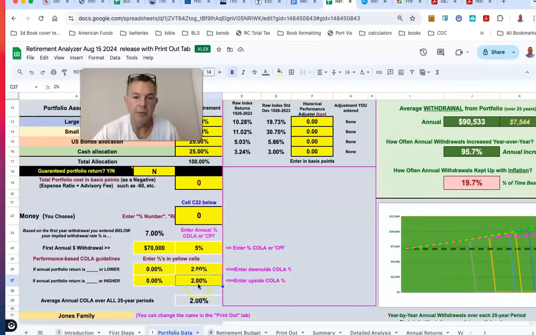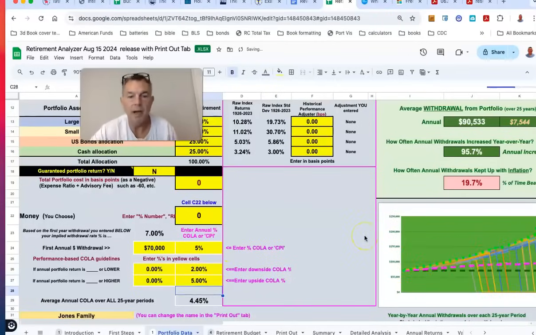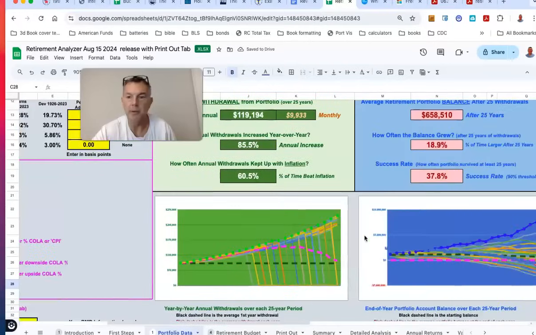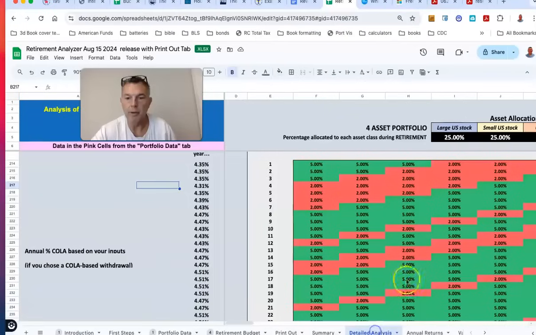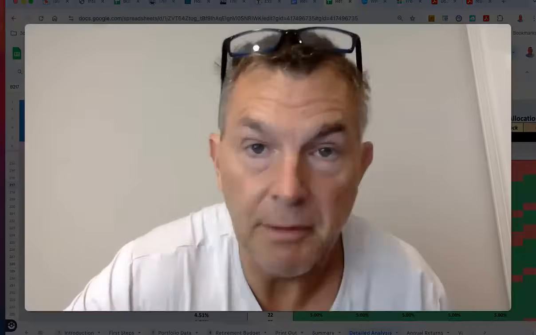Well, if we decrease it by 2, but we increase it by 5. If the markets go up, we increase it by 5, but we decrease it by 2. Now imagine this be lower. Yeah, that's 37.8. That doesn't look so good. But we can go over here and say, look, we're decreasing it by 2, but we're increasing it by 5. And we're starting out with 70,000 a year anyway.